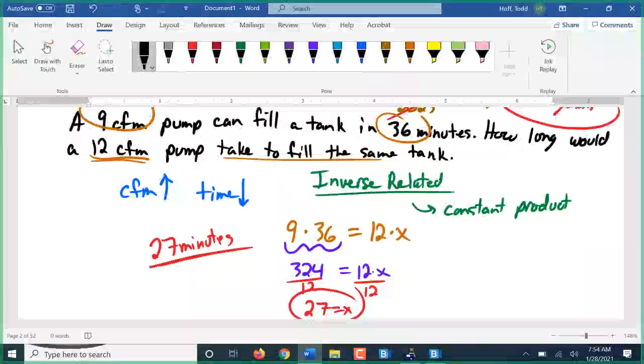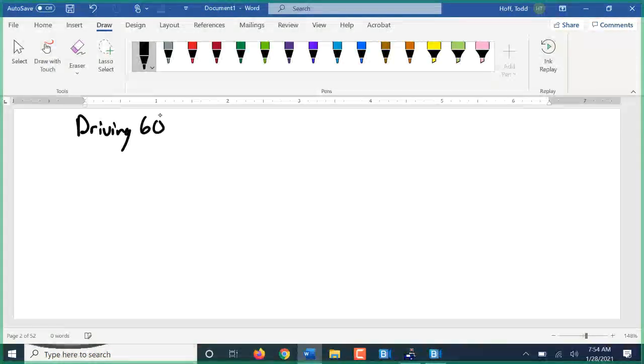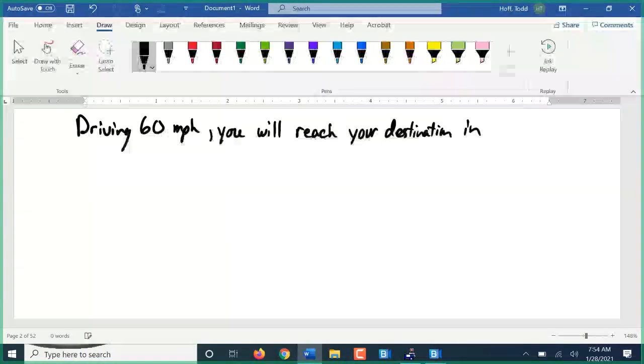In many cases, there's more than two variables interacting, so there's more than one relationship occurring. For instance, if you drive 60 miles per hour, you'll reach your destination in, let's see what I want to do here, 12 hours.